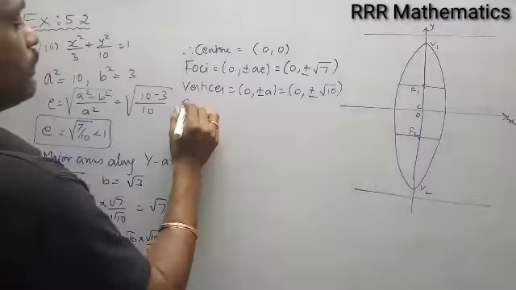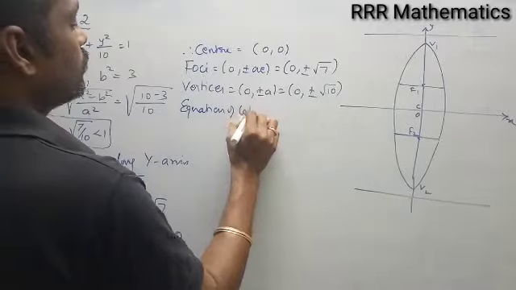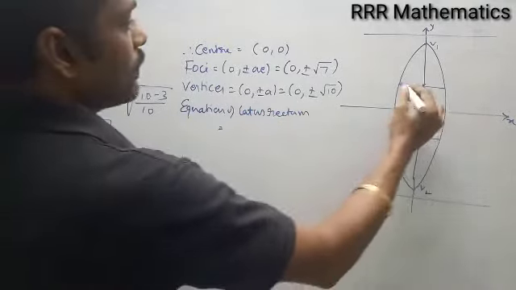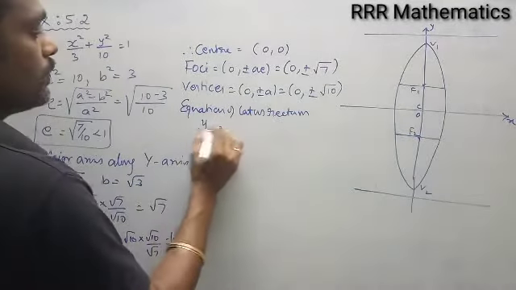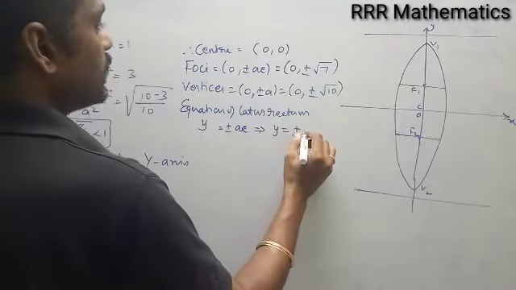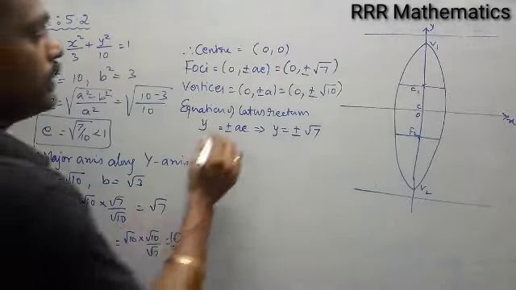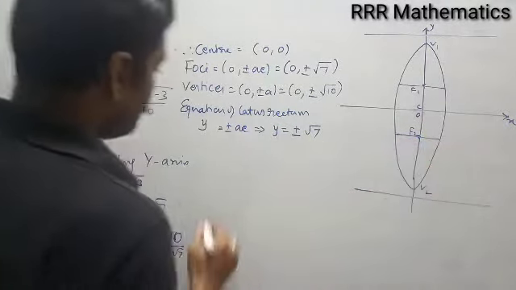Okay. Now, the equation of the latus rectum. What is the equation of the latus rectum? It is the line that passes through the foci, which is y equal to plus or minus ae. This implies y equal to plus or minus ae, which is root 7. Okay. So the equation of the latus rectum will be y equal to plus or minus root 7.